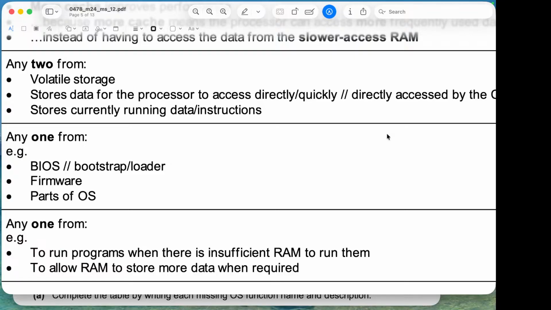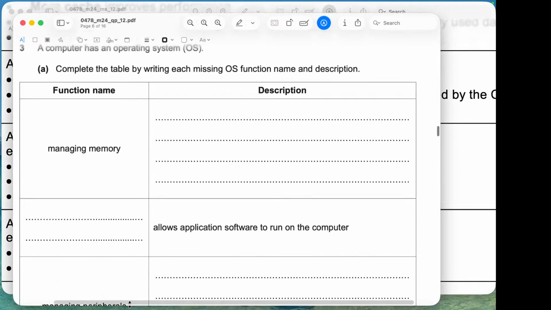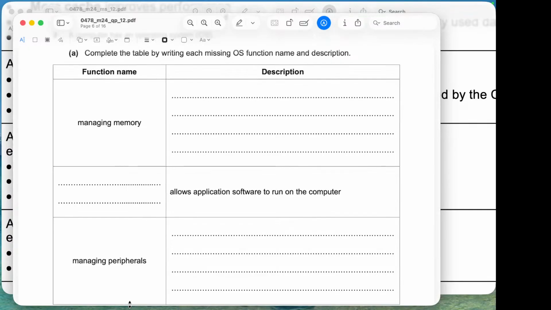They do seem to like to ask questions about virtual memory. It's one of their favourite subjects, although normally there's more marks. Normally they ask a bit more detail, but anyway, let's move on. Now we've got a table here. This is one of their favourite styles of questions, where we've got a table with either a meaning or a description, a function name or a description, and you've got to fill in.